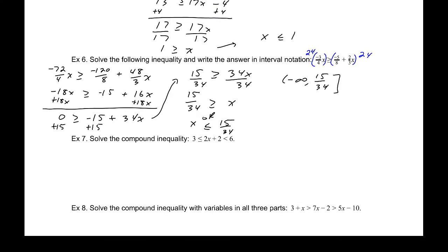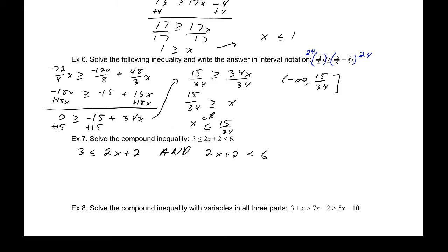All right, number 7, solve the compound inequality. Now there is a meaning here of a compound inequality that we should probably discuss. What this means is that 3 is less than or equal to 2x plus 2, and 2x plus 2 is less than 6. This is shorthand for saying this is true and this is true. So a common tactic, and what I might suggest you do for a while, is separate the two and solve them separately. Now we might be able to put them back together in the end, depending on how this turns out.